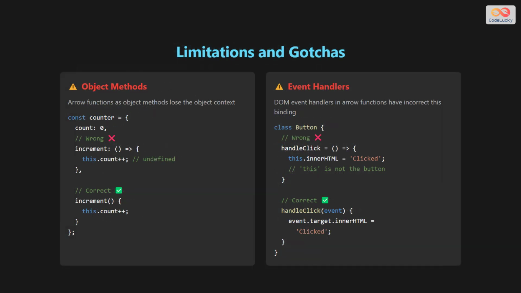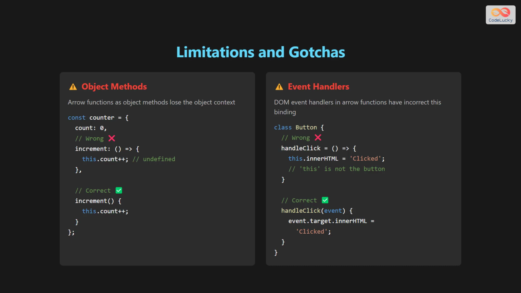It is important to understand the limitations of arrow functions in order to use them appropriately. Arrow functions should not be used as methods in objects, as they lose the object context and this will be undefined. The correct approach is to use the regular function syntax for object methods.